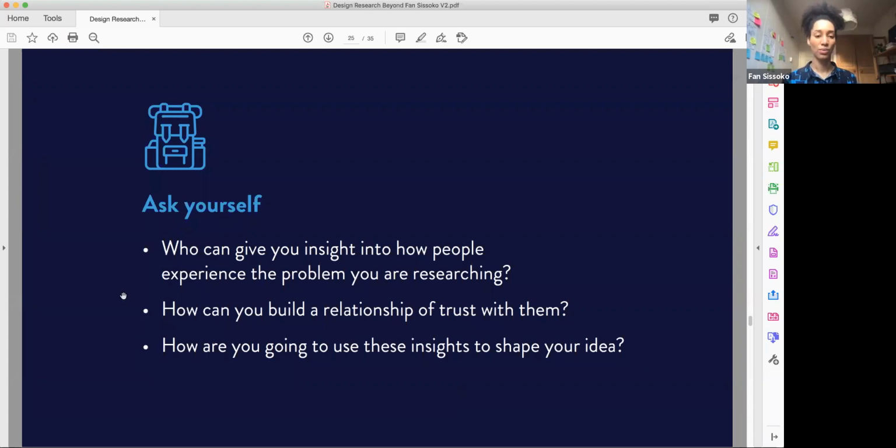So again, when you're starting to think really practically about your research, the who and the how are the most important questions, especially that middle one. How are you going to build a relationship of trust with them? How are you going to make sure that not only they trust you to open up to you, but also they actually feel comfortable throughout the process?